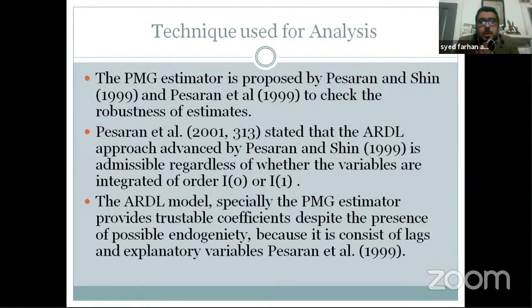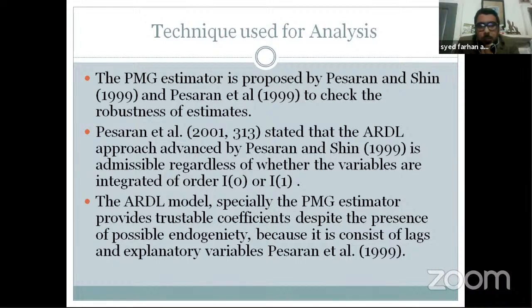The technique used for this purpose is the PMG estimator, which is proposed by Pesaran and Shin 1999 and Pesaran et al. 1999 to check the robustness of estimates. Pesaran et al. 2013 stated that the ARDL approach advanced by Pesaran and Shin is admissible, regardless of whether the variables are integrated at order 1 or 0. We can say that we can use this technique if the data is integrated at level or integrated at first difference. Either way, or if it is mixed, in both cases we can use the PMG or ARDL estimator.